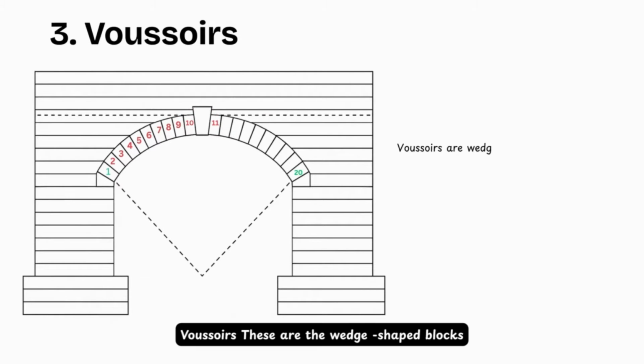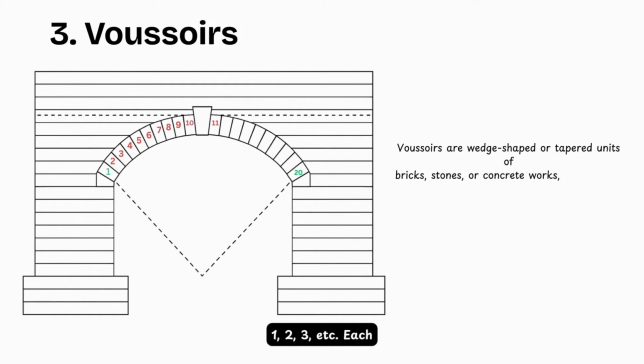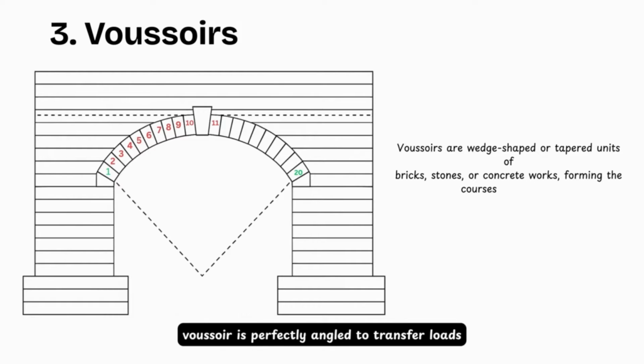3. Voussoirs. These are the wedge-shaped blocks that form the body of the arch. I have marked 1, 2, 3, etc. Each voussoir is perfectly angled to transfer loads down to the supports.